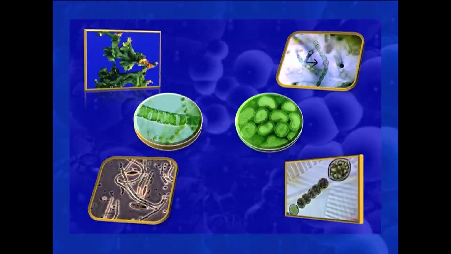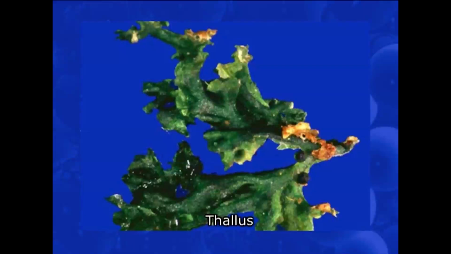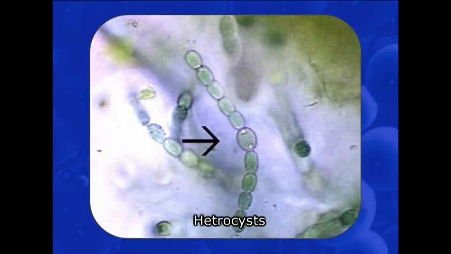Differential structures attained by cyanobacteria. The first one is thallus. So thallus is nothing but an ensheathed plant body. Then we can find the presence of heterocyst. Heterocyst is nothing but a cyst-like structure which is responsible for protein synthesis. After synthesis, the fragmentation occurs.